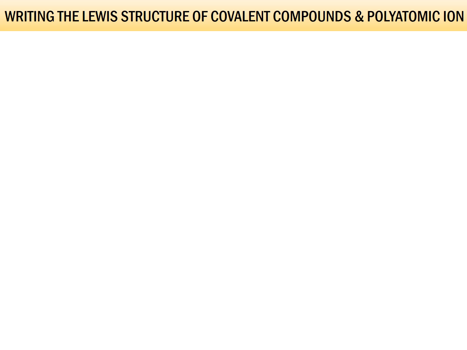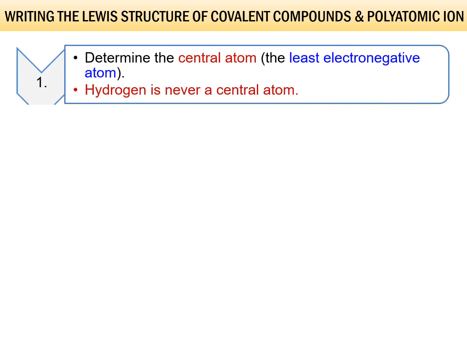In the previous section, we used Lewis structures of individual atoms to illustrate the bonding process. The following are steps in writing the Lewis structure for a more complex molecule. First, determine the central atom. For complex molecules or polyatomic ions, the least electronegative element is normally the central atom, except hydrogen. Terminal atoms are usually the more electronegative atoms.